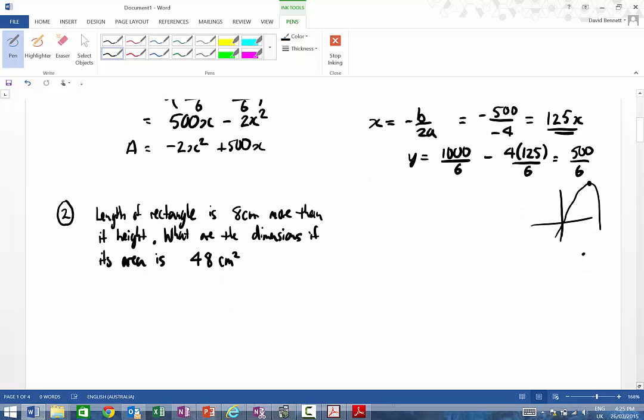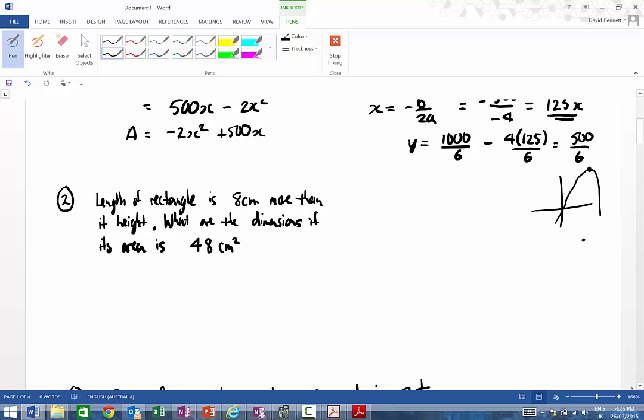Right, second question. Okay, we have the length of a rectangle is 8 centimetres more than its height. What are the dimensions if its area is 48? Alright, so if we just think about that, a rectangle, nice simple shape. We have its height, we'll call its height x, and then we're going to call its length x plus 8. So we know that the area is 48, and that's simply going to be x times by x plus 8.